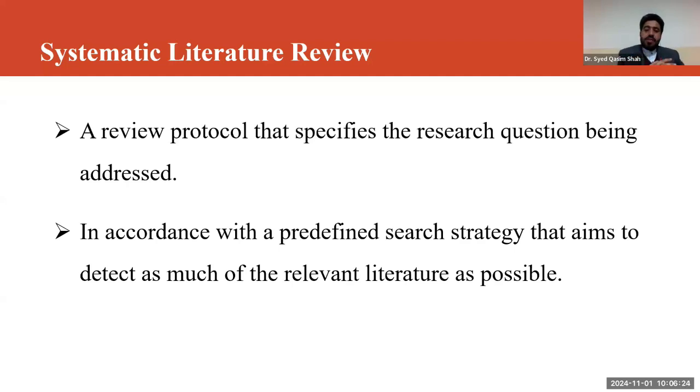Why do we do all these things? The basic purpose is to detect as much of the relevant literature as possible. This is the core of systematic literature review. We try to find everything possible in order to address a certain research question. One thing again I want to make sure of: whether you are doing systematic literature review or literature review, we are within the domain of a research question. We are addressing a certain research question. Okay.